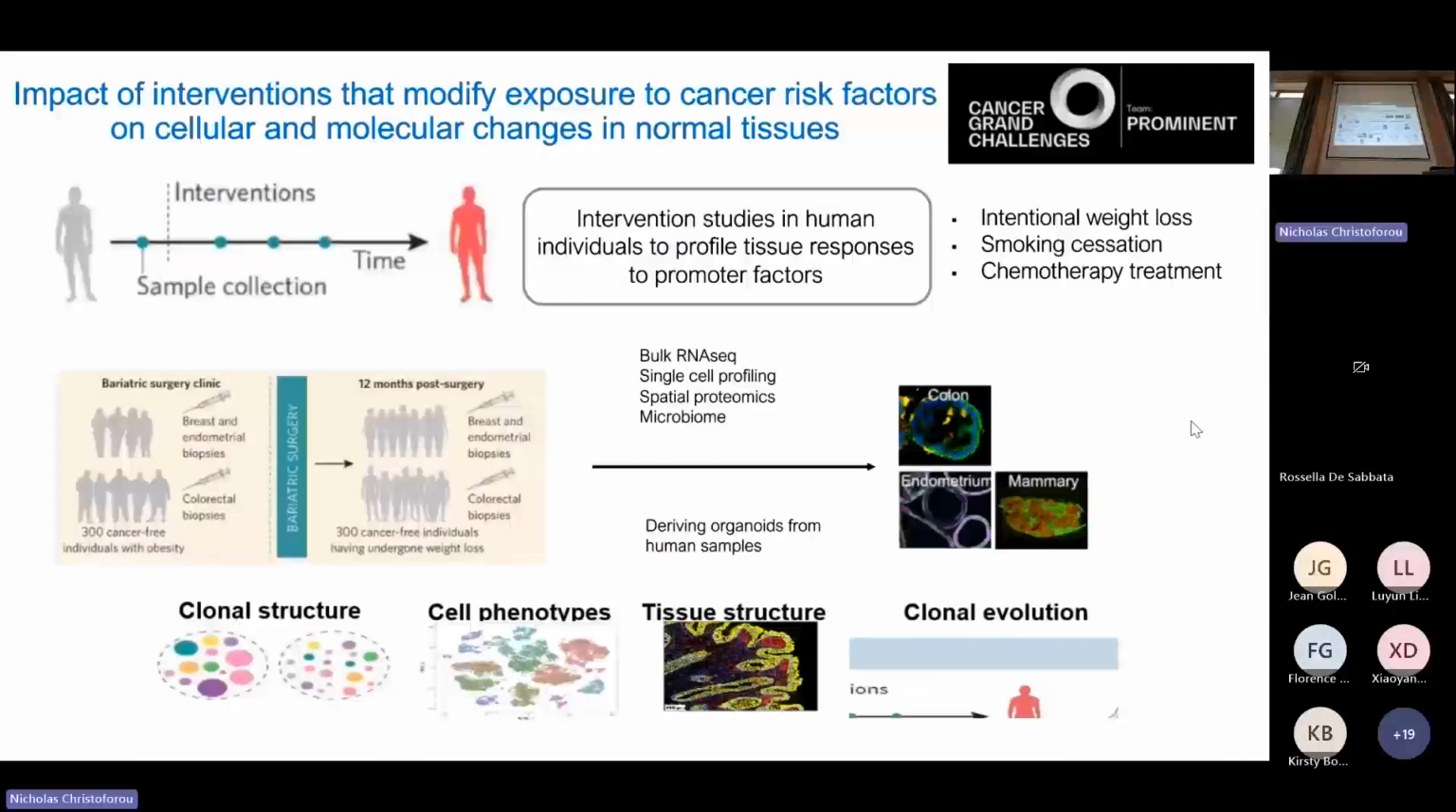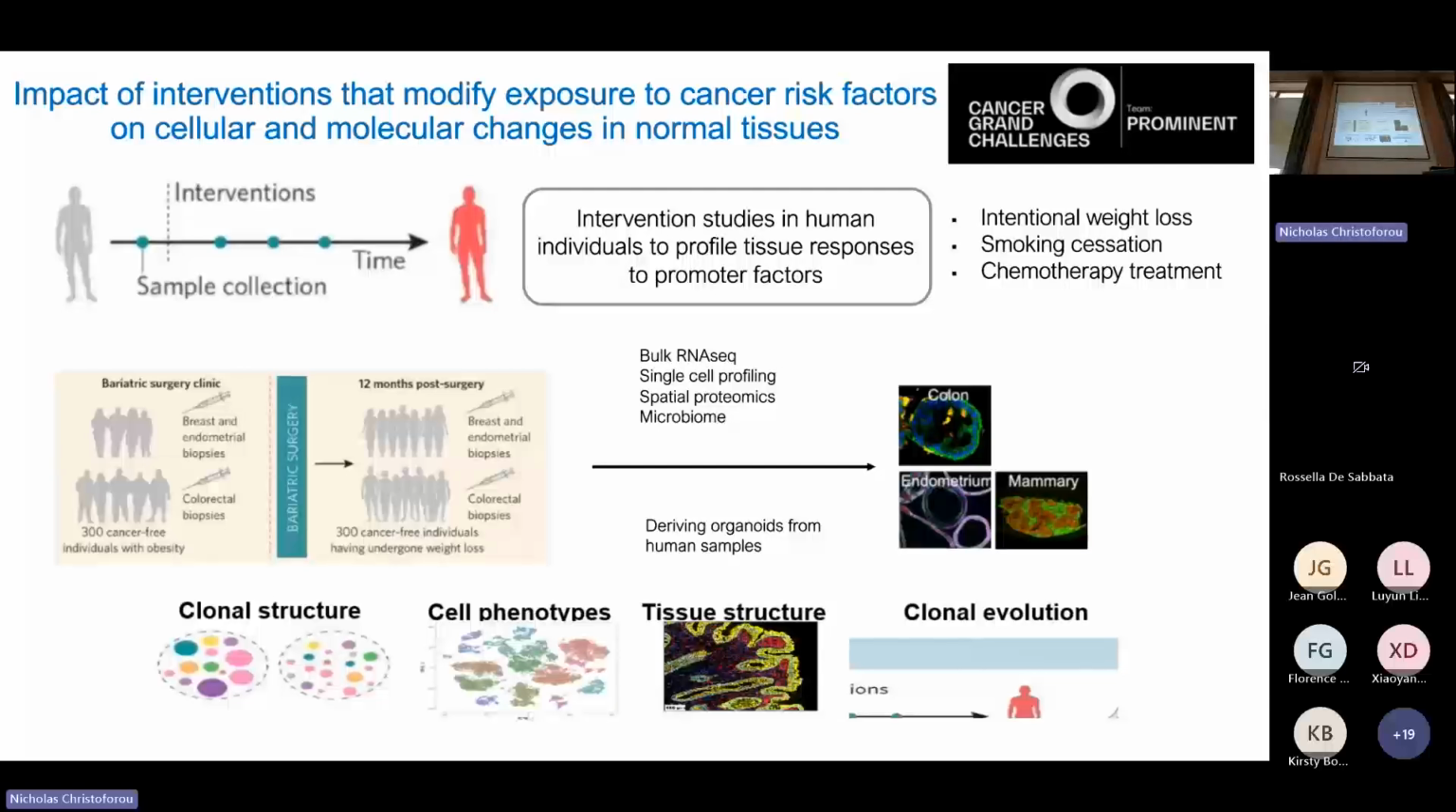So in terms of the intervention work, what we're doing is collecting sequential tissue samples from non-cancer patients, healthy individuals, where we want to investigate the impact of removing exposure to a particular cancer risk factor, and what the impact of that is on normal tissue biology. So there are 3 interventions: intentional weight loss, which we're achieving through bariatric surgery, smoking cessation, and then chemotherapy treatment.